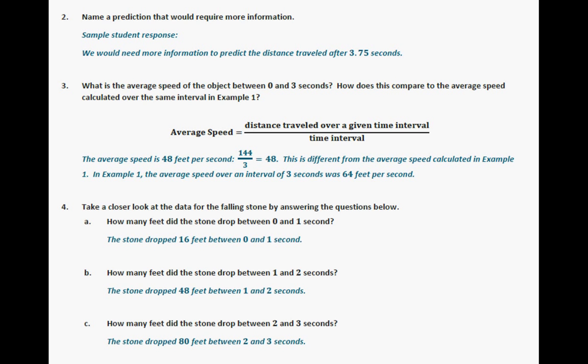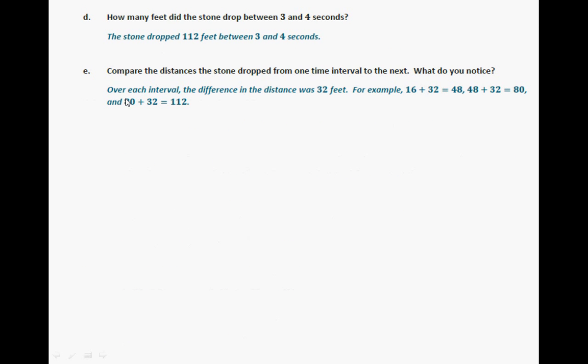All right, looking at number 4, taking a closer look at the data for the falling stone by answering the questions below. How many feet did the stone drop between 0 and 1 second? You should have said 16. Between 1 and 2 seconds, your answer should have been 48. Between 2 and 3 seconds, it would be 80 feet. And between 3 and 4 seconds, it would be 112 feet.